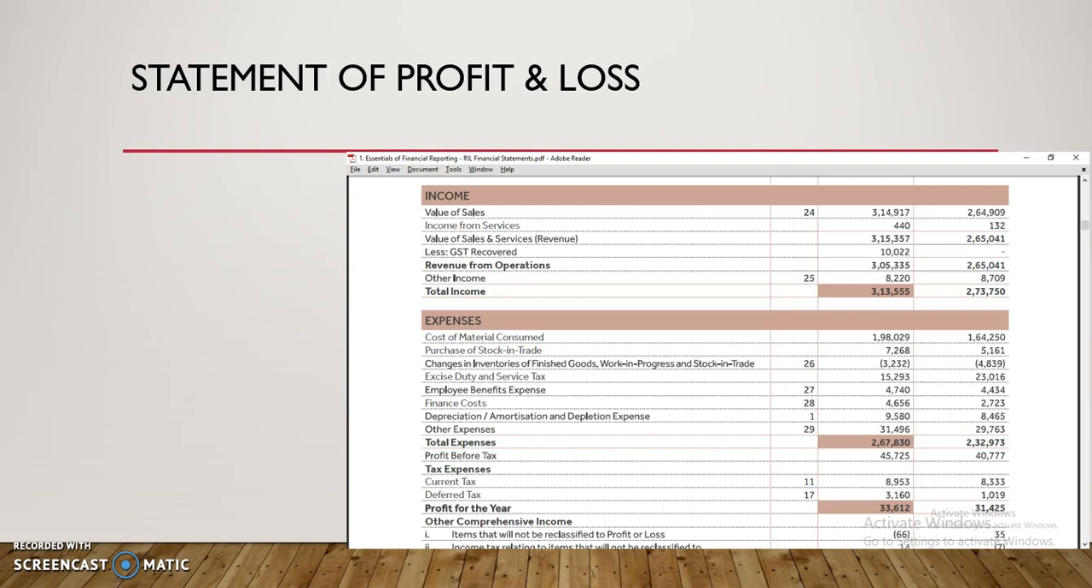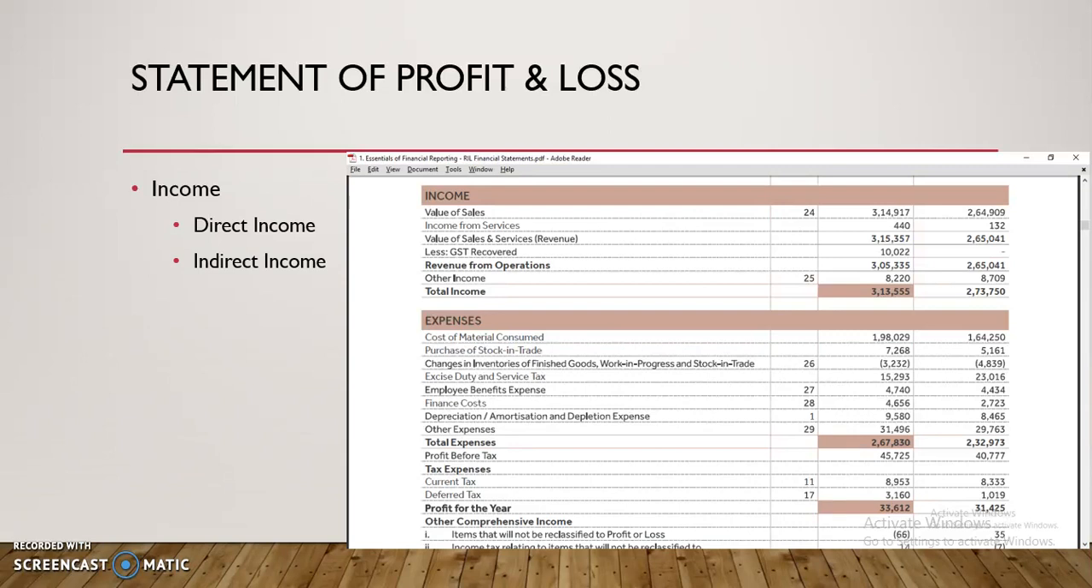This is a summarized version of the P&L. Here you see there is an income part and an expense part. We will be looking at more details in income in just a bit, and then there is other comprehensive income. So what is the revenue here? The income can be of two types: direct income and indirect income. So this is very short and sweet.